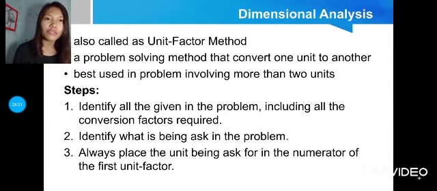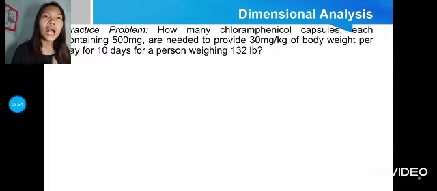Okay, say for example, i-apply ta siya. How many chloramphenicol capsules, each containing 500 mg, are needed to provide 30 mg per kilogram of body weight per day for 10 days for a person weighing 132 pounds? Okay, first naton, we will identify the given of the problem.